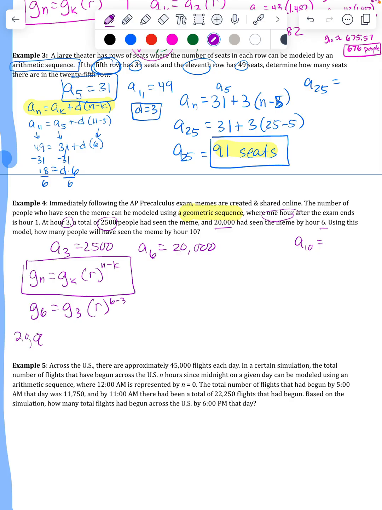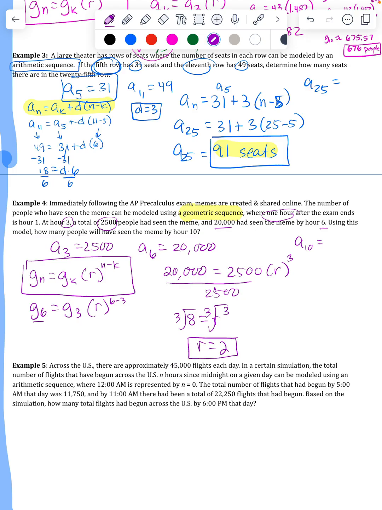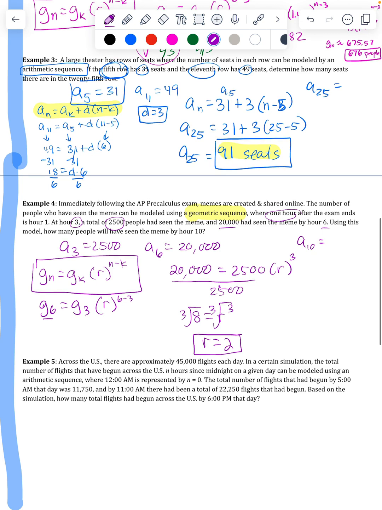G6 is 20,000. I'm going to actually put this over here so I have room to work. G6 is 20,000. And that's going to equal G3, which is 2,500. I do not know R, but I know it's going to be to the 3rd power. So when I divide my 20,000 by the 2,500, that is going to turn into 8 equals R cubed. I'm going to use my cube root to find out that R is 2. Okay, I don't have a formula yet, but I can get one.